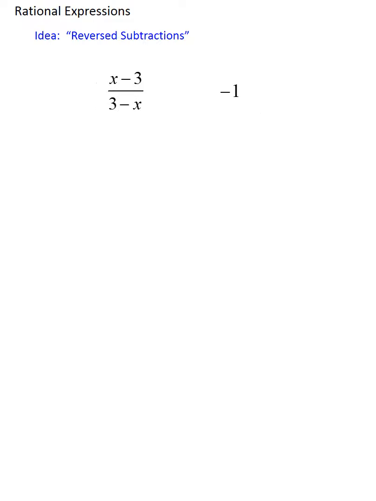If that logic escapes you, as it does most people, suffice it to say, the important thing here is the result that we're going to use in the next problem. When you divide reversed subtractions, we call this the division of opposites technically, you get negative 1.